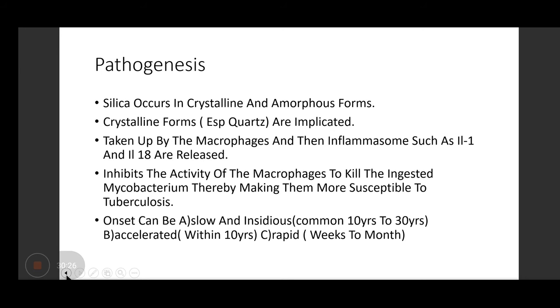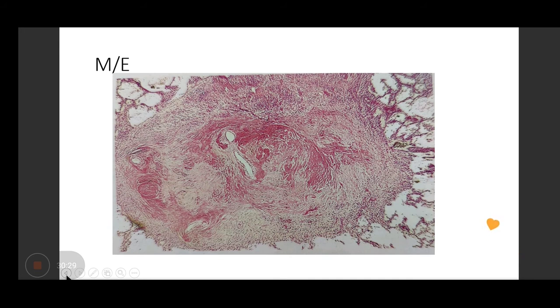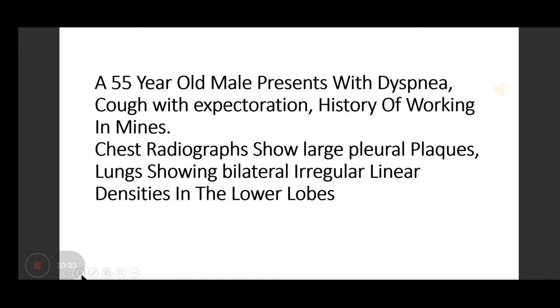So the third case is a 55-year-old male presenting with dyspnea, cough with expectoration, and a history of working in mines. Chest radiograph shows large pleural plaques. Lung shows bilateral irregular linear densities in the lower lobe. Can you give DD for this case?